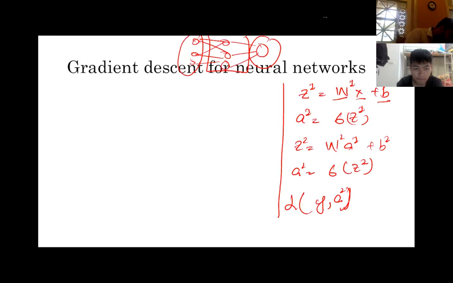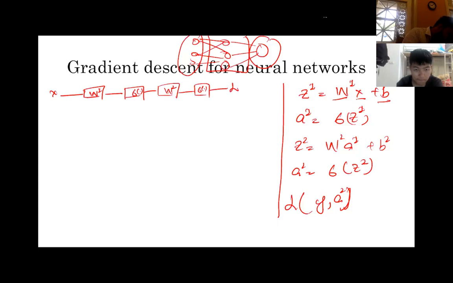So my network is basically this. You have an x, it's multiplied by w1, which is a scalar. It's passed through a sigmoid. It's multiplied with w2. It's passed through a sigmoid, and then there is a loss.